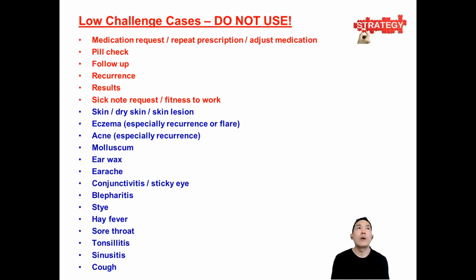So when you have a look at the RCGP website, it's really important that you do reference your reading around this, because the guidance is often updated. It's not necessarily put out there to everybody on time. So make sure you always have a look at the RCGP guidance, but specifically low challenge cases to avoid, as mentioned: follow-ups, medication requests, pill checks, recurrences, going through results, sick note requests, and then you can see a number of curriculum areas that you don't really want to be using.